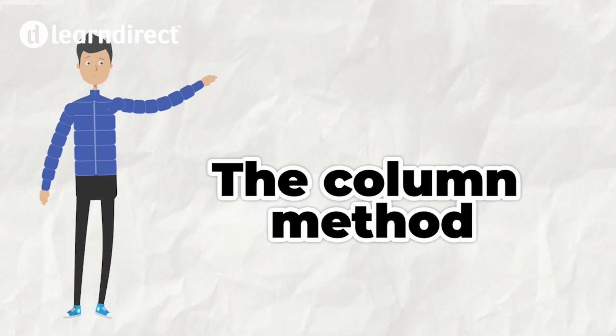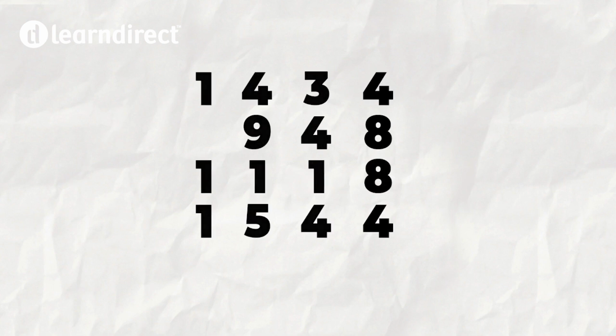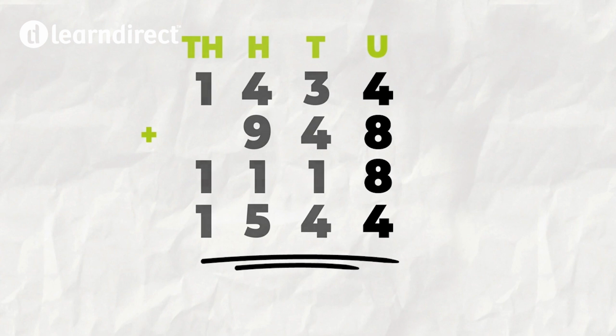A good method to use for this is the column method. It works well for small numbers, but it also helps avoid mistakes when you're working with larger numbers. First, line up the numbers down the page. It's important that the digits are all in the correct place value column.